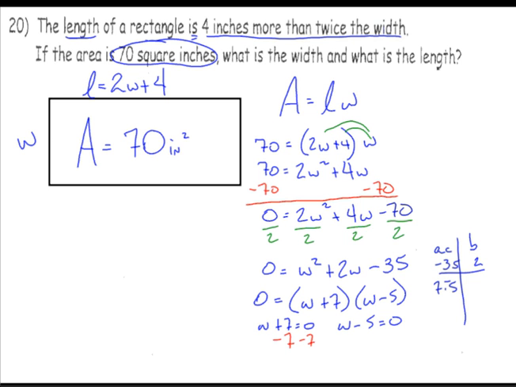Subtract 7 from both sides. W equals negative 7. This is not a valid answer since it's rooted in the real world and it represents a measurement. Here, I'm going to add 5 to both sides. W is equal to 5. The width is going to be 5 inches.